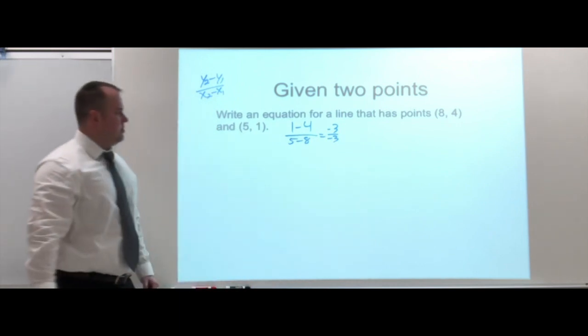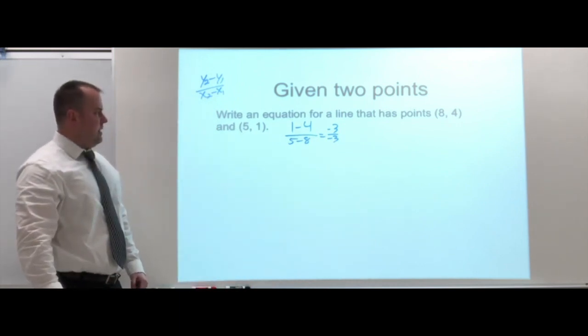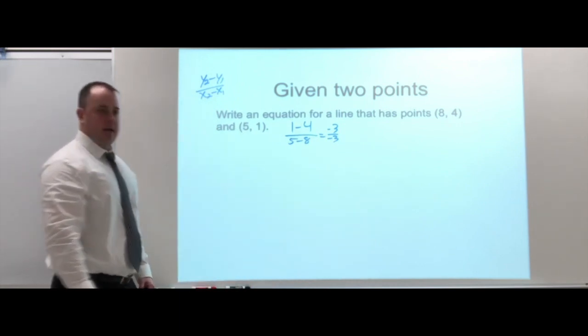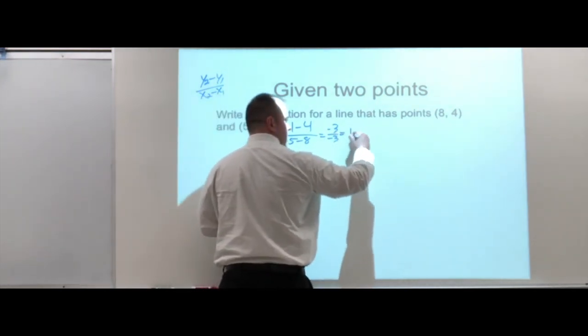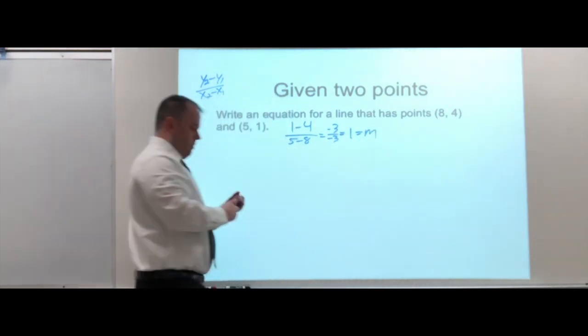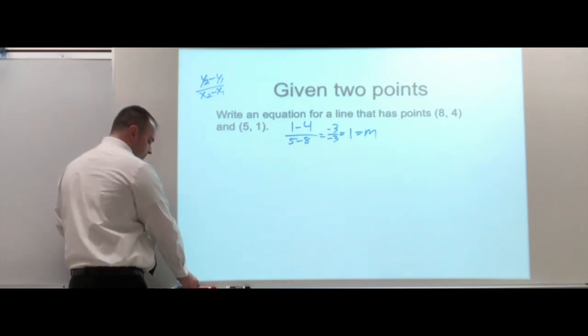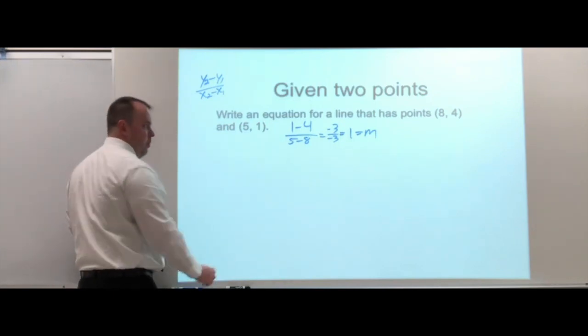Okay, so let's double check that work. 1 minus 4 is -3. 5 minus 8 is -3. Simplifies to 1. There's our slope. Okay? And now, you can pick either one of these points.